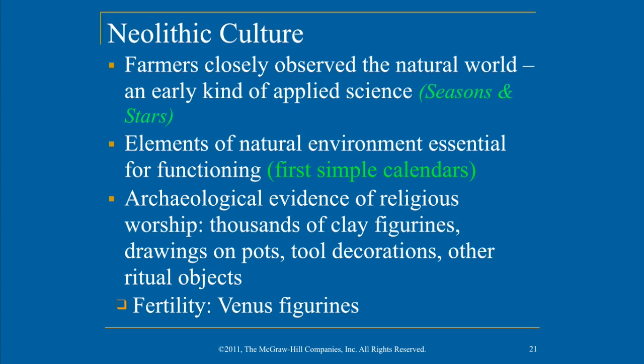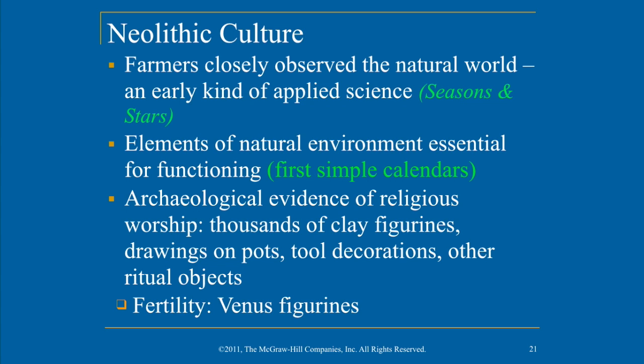Now we get to the Neolithic culture. Farmers are going to start to closely observe the natural world. This is an early kind of applied science. They're looking at the seasons and the stars. They're able to figure out that, hey, sometimes the sun rises over that tree right there, and then a couple days later it rises a little bit to the right of the tree. And when you're able to figure out how the stars move and the seasons move and what kind of things are going on in the environment because you're in one place, you're able to make predictions a little more readily in certain areas.